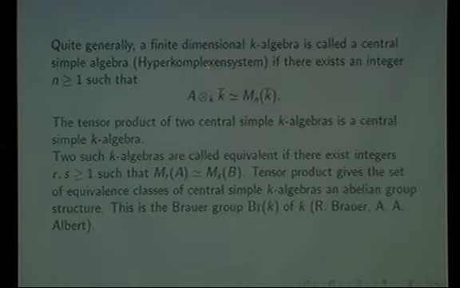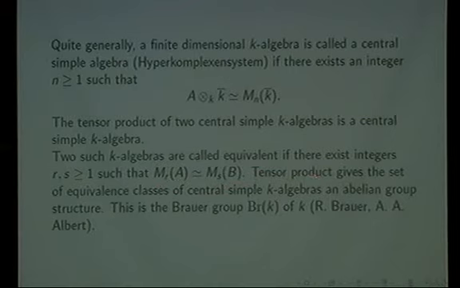And quite generally, a finite-dimensional K-algebra is called a central simple algebra. This was the German term when it was invented. If there exists an integer n such that if you change the ground field, you get something isomorphic to matrices. So it's like matrices, but it's not matrices. It's not isomorphic to matrices over K, but if you extend the ground field, it becomes isomorphic to matrices. And then, just like M_n times M_m is isomorphic to M_{nm}, if you take the tensor product of 2 central simple K-algebras, you still get a central simple K-algebra. Then you make a definition that 2 such algebras are equivalent if there is some isomorphism like this.